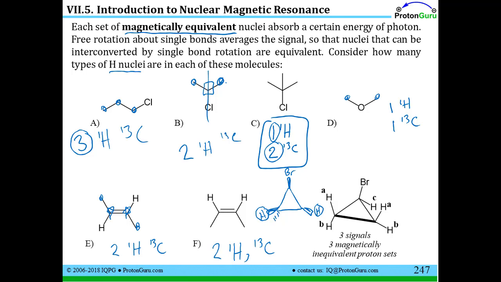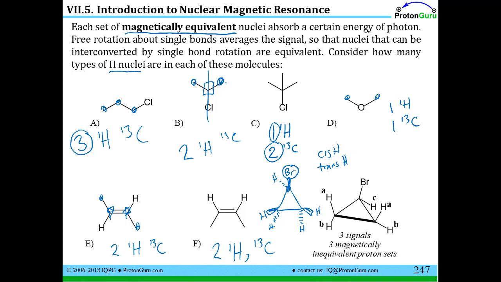Then we have the H's pointed away from us into the screen, and they're trans to the bromine, right? The bromine's pointed towards us, the H's are pointed away. Those are opposite directions, and that is what we call trans on a cycloalkane. So these two H's are different from the H's coming towards us. So if we're keeping track over here, we have sort of the cis H's, let's call them. We have the trans H's. And then we have one unique hydrogen that sits on the same carbon as the bromine.